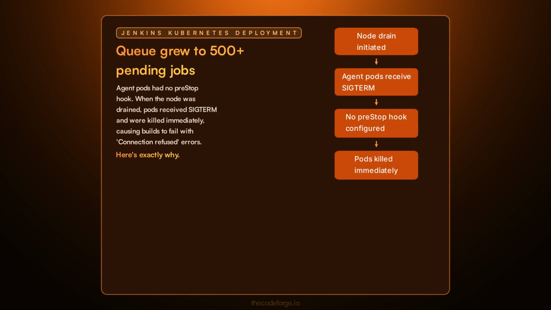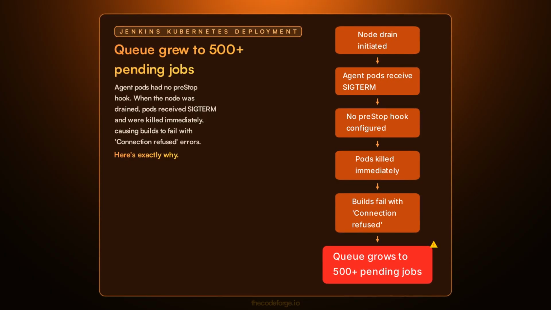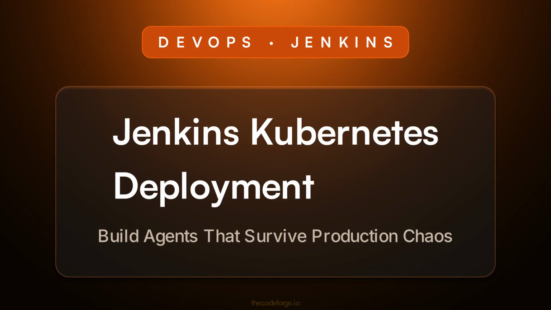500 builds queued in minutes. All agents vanish during a node drain, leaving connection refused errors. The culprit? No preStop hook on the pods. Let's break down Jenkins Kubernetes deployment, how it works, and the exact mistake behind that failure.